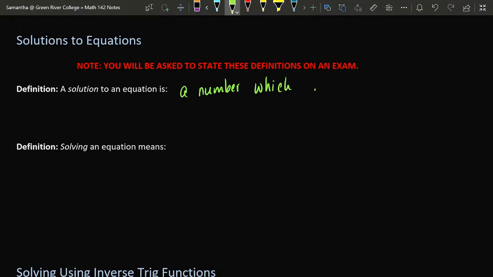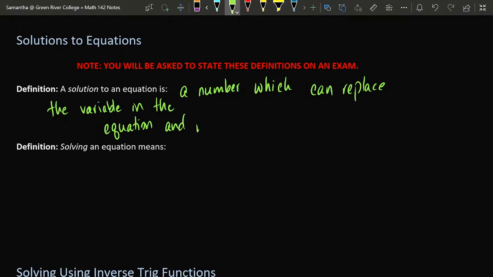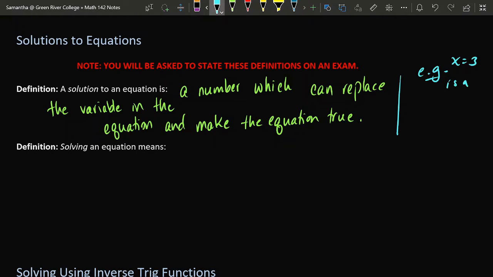A solution to an equation is a number which can replace the variables in the equation, and after doing so, the resulting equation is a true statement. For example, x equals 3 is a solution to the equation x squared is equal to 9.